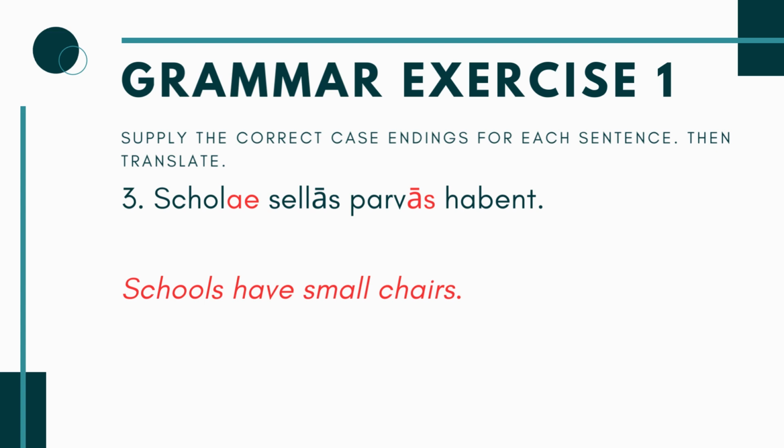Now, because sellas is direct object, it's accusative plural. Parva, in this case parvas, is also going to be accusative plural. That's why it has the AS ending, right? If I put parvam here, it wouldn't make sense. I'd have a singular adjective describing a plural noun, which just doesn't work. Remember, for our adjectives, they always have the same case, number, and something called gender that we'll get to later on. So it's sellas parvas. And again, you're saying the schools have small chairs.